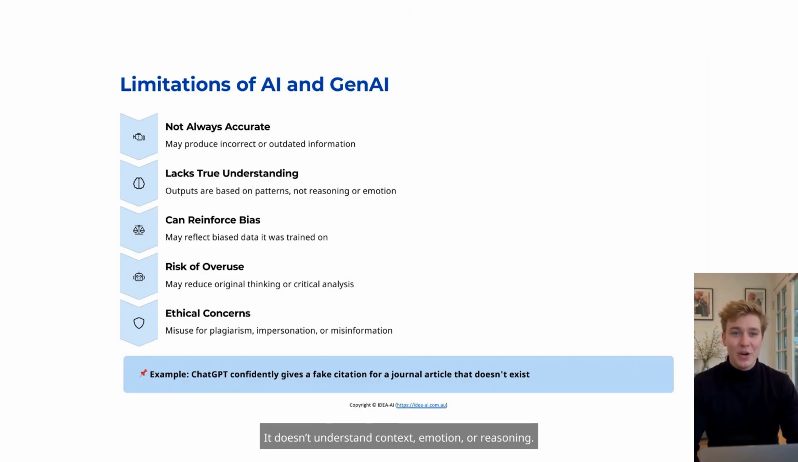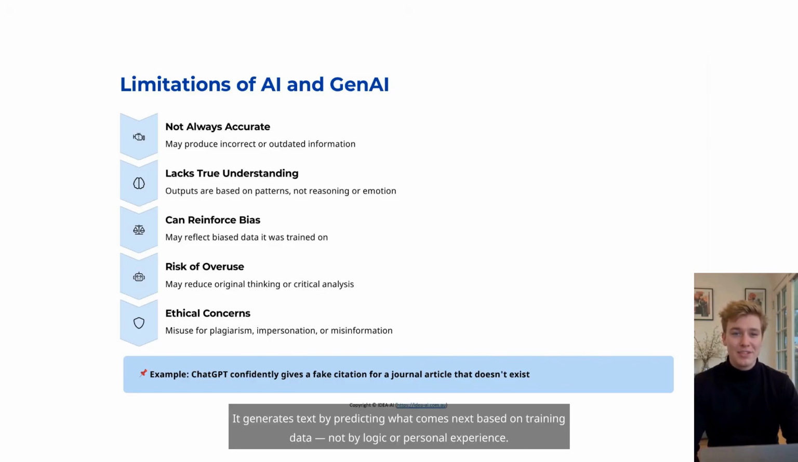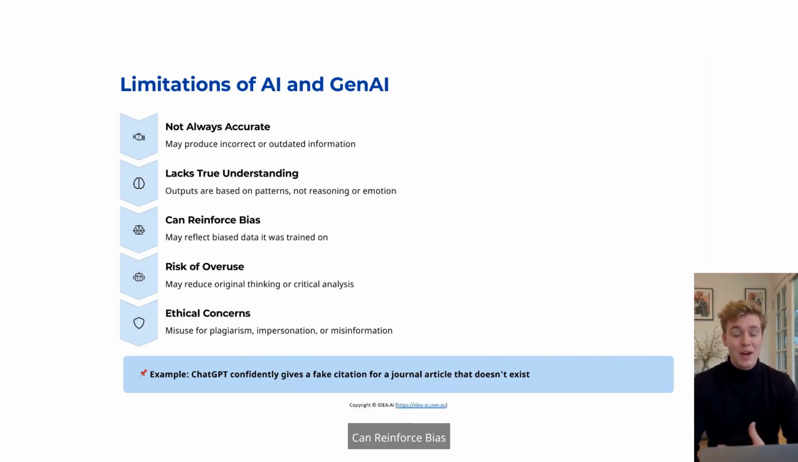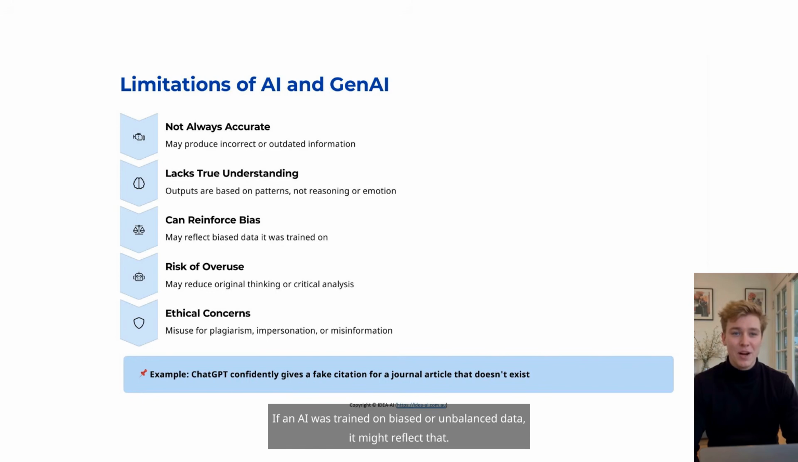No real understanding. AI doesn't think like a human. It doesn't understand context, emotion, or reasoning. It generates text by predicting what comes next based on training data, not by logic or personal experience. That means it can create responses that are off topic, repetitive, or factually shallow. Can reinforce bias. If an AI was trained on biased or unbalanced data, it might reflect that. This is a serious issue in hiring tools, medical AI, or legal analysis where fairness matters. You could unknowingly promote stereotypes or misinformation if you're not careful.